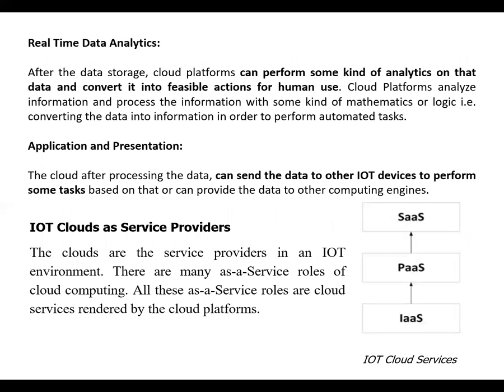Real-time data analytics. After the data storage, the cloud platform can perform some kind of analytics on that data and convert it into a feasible action for human use. The cloud platform analyzes and processes the information with some kind of mathematics, logic, or algorithms, machine learning algorithms like KNN, K-means, SVM (support vector machine), or deep neural networks. So these are all analytics tools, and they give us some information about the data classes, or how many classes are present in the data, and they can even predict as well.